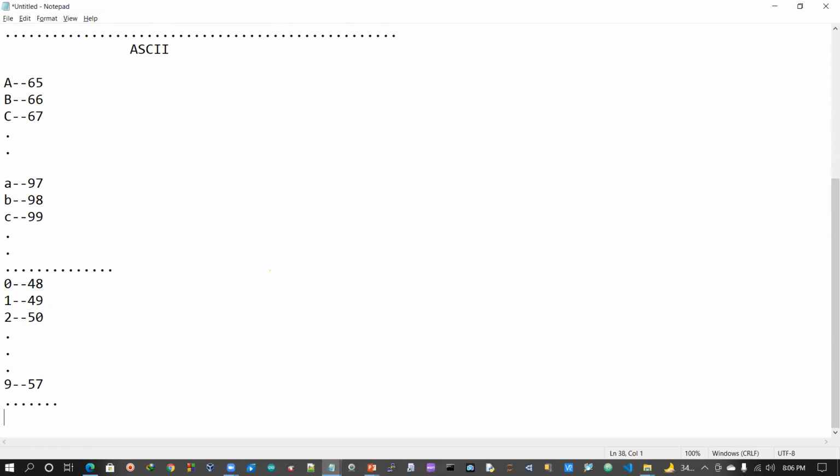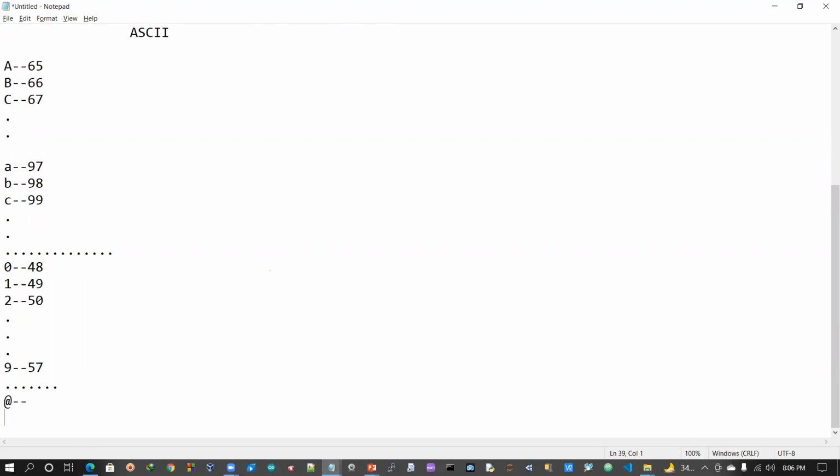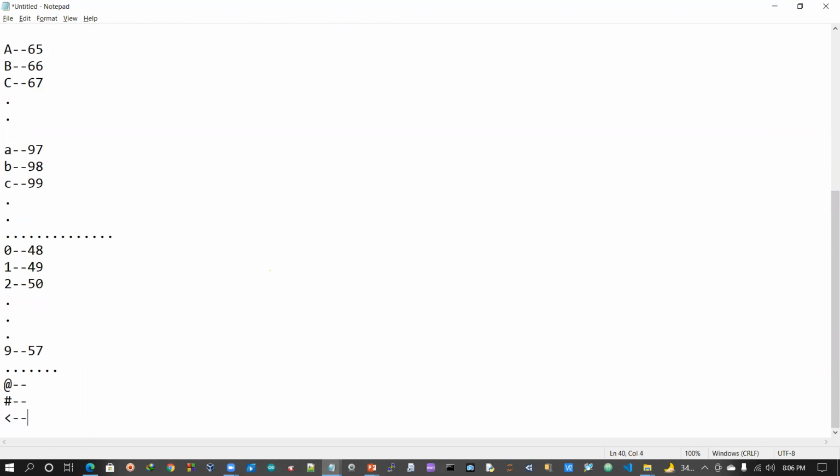Suppose I give the at-the-rate symbol, it also has an ASCII number, though I don't remember it. The hash symbol also has some ASCII, and the less-than symbol too. For each and every key on the keyboard, there is an associated ASCII number. Got my point or not?